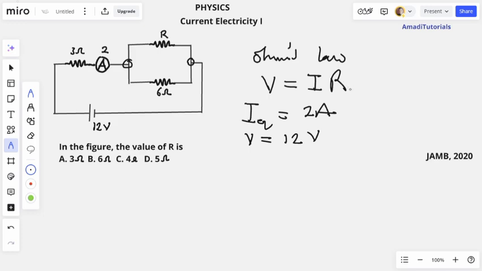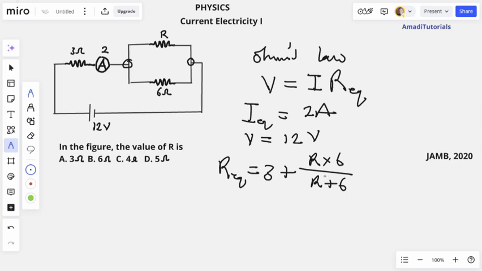So for us, this voltage is total voltage and this total current. So this R here represents what? Equivalent resistance, or you say total resistance. So we are going to find the total resistance, which is R equivalent. So you see this resistance here, 3 ohms, is in series with R parallel 6. So this will be 3 plus R times 6 divided by R plus 6.